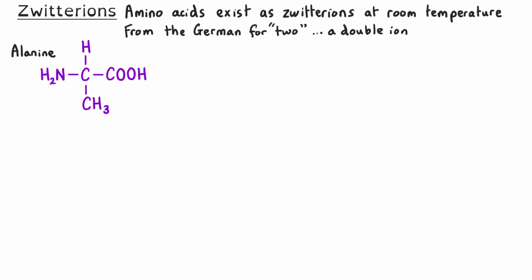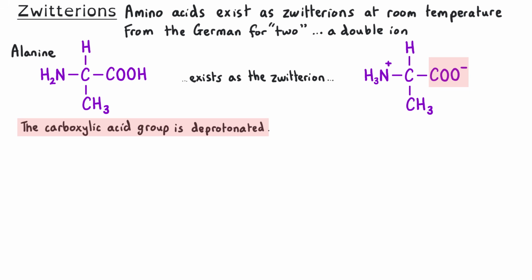For instance, with alanine, which in full looks like this, but actually at room temperature it exists as a Zwitterion, where the carboxylic acid group is deprotonated, meaning that it has lost an H+ ion, and so is negatively charged.